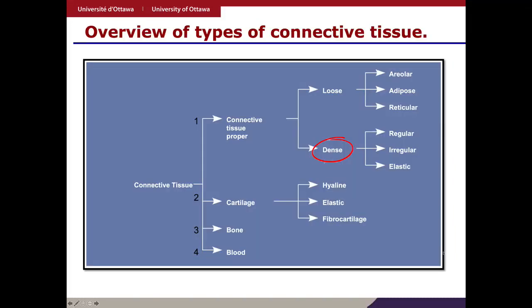Dense connective tissue contains more collagen fibers than does loose connective tissue. As a consequence, it displays greater resistance to stretching. There are three main types of dense connective tissue: regular, irregular, and elastic. The first two differ mostly in the arrangement of collagen fibers, while the third type has an additional type of fiber to give it more elasticity.